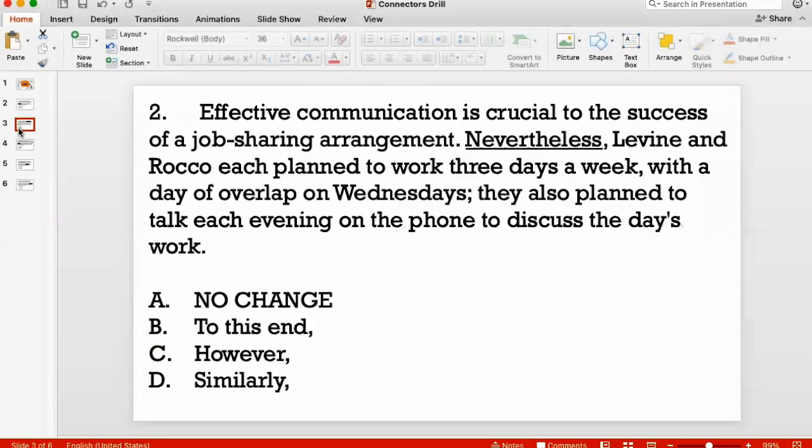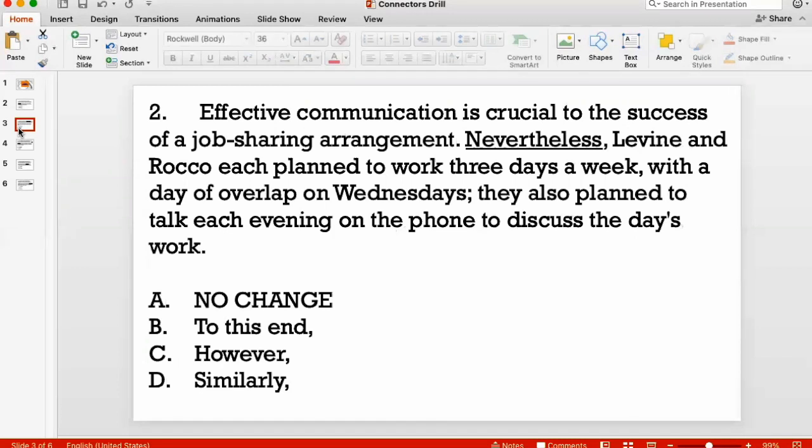Okay, question 2. Effective communication is crucial to the success of a job sharing arrangement. Nevertheless, Levine and Rocco each planned to work 3 days a week with a day of overlap on Wednesdays. They also planned to talk each evening on the phone to discuss the day's work. So again, what are the two lines saying and how can I choose a connector between them?